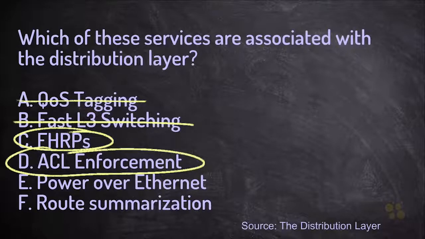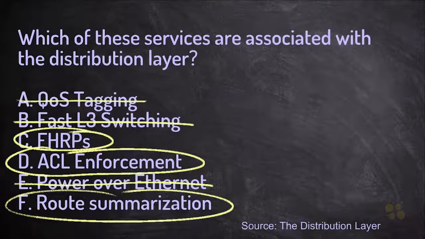Now, Power over Ethernet is focused on delivering power to edge devices, and so that's not part of the distribution layer. And finally, route summarization. Route summarization is going to be part of the distribution layer, and here's why.